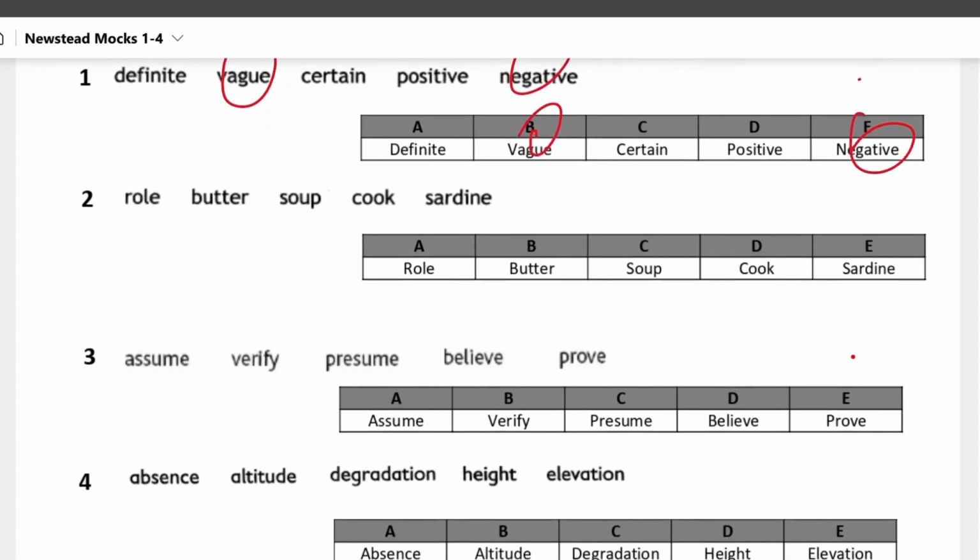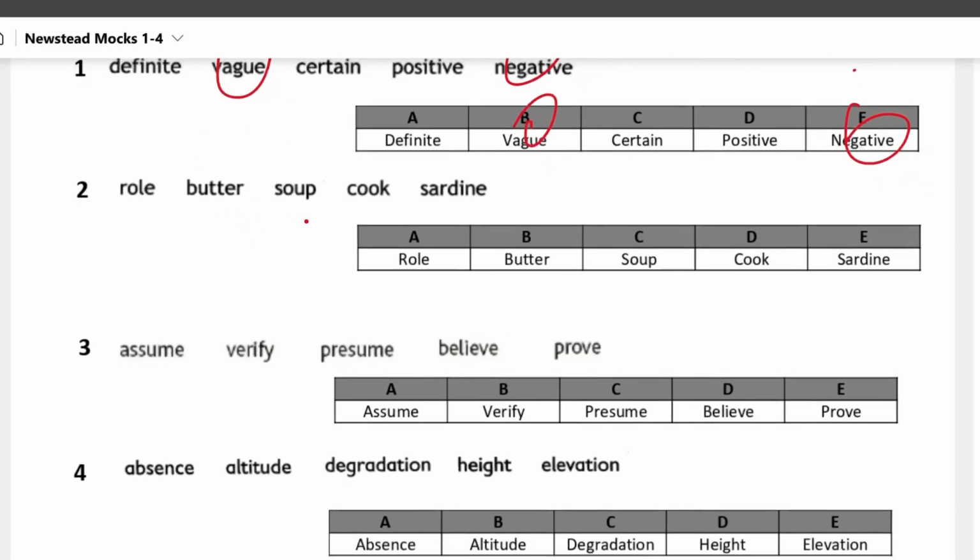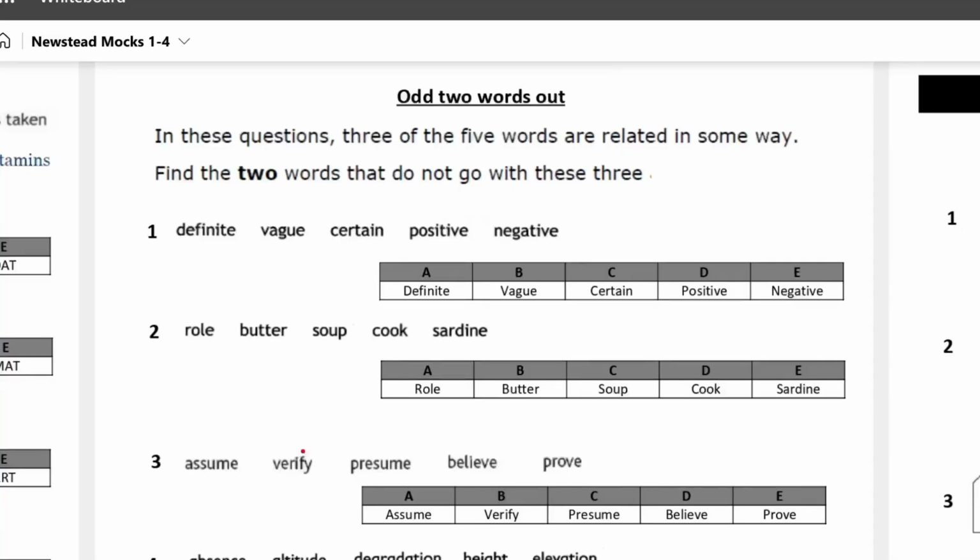For question number 2, we have roll, butter, soup, cook, sardine. We would have the word roll because roll is not something you can cook, and cook is not something to do with cooking. It's the verb, but you can't cook with cook, but you can cook with butter or soup or sardines, therefore it's A and D.